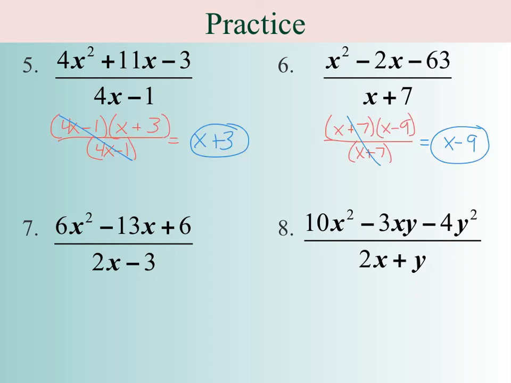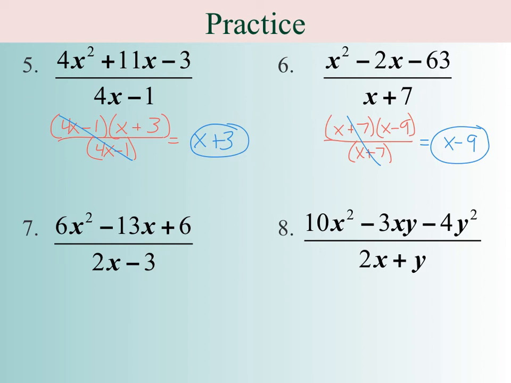All right, so number 5 should end up being x plus 3, and your factors were 4x minus 1 times x plus 3. Number 6, your factors were x plus 7 and x minus 9, and so your leftover and final answer should just be x minus 9. And I'm going to show you 7 and 8 again with these little shortcuts.